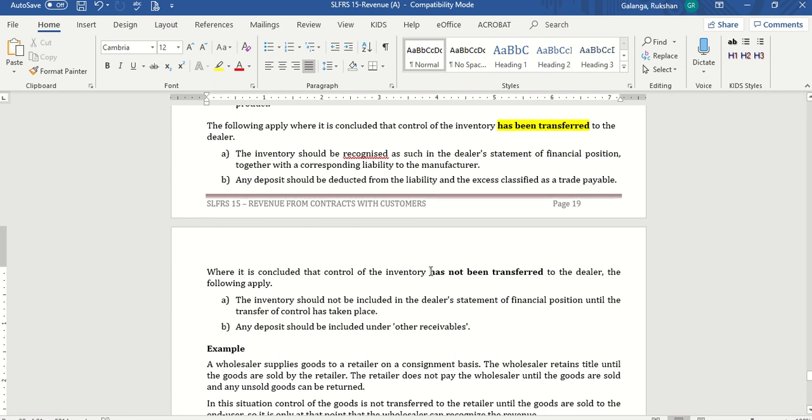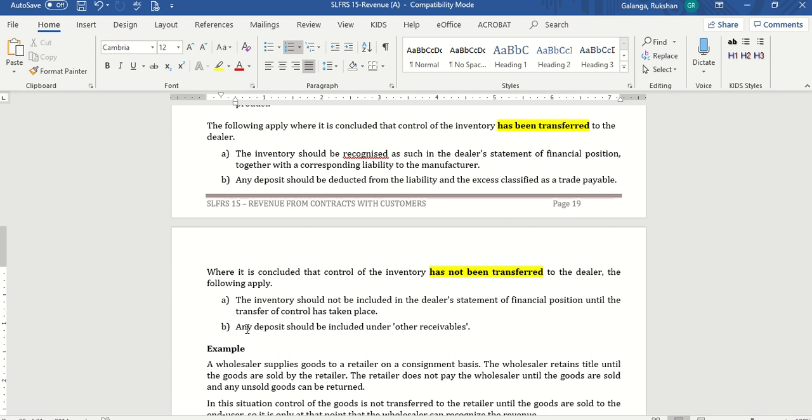So in this case the second point says if the control has not transferred, for the car manufacturer again, what he should do: the inventory should not be included in the dealer's statement of financial position until the transfer of the control has taken place. So at that time, who should recognize it as inventory? The car manufacturer. Right?